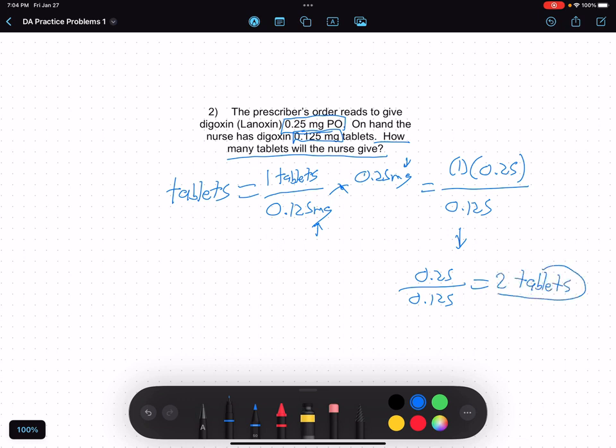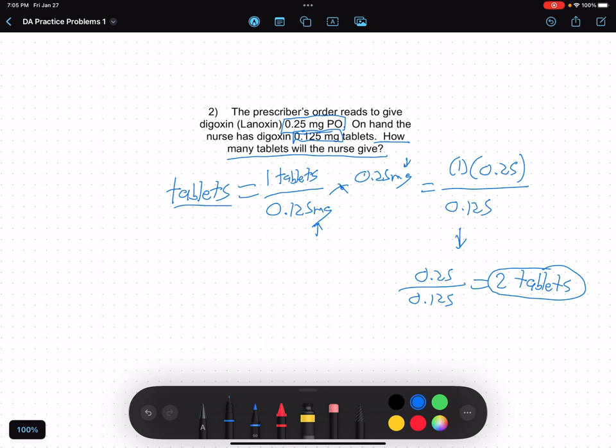All right. And again, I'm going to look, does what I have and what I want match? The answer is yes. We have tablets over here. We have tablets in the answer. And next, I want to think, does this make sense? Does administering 2 tablets make sense here? And the answer is yes.